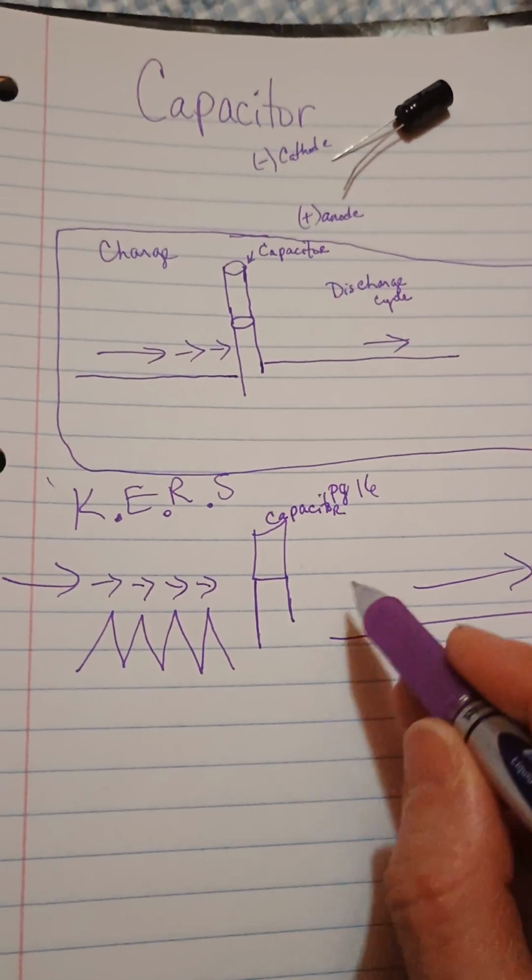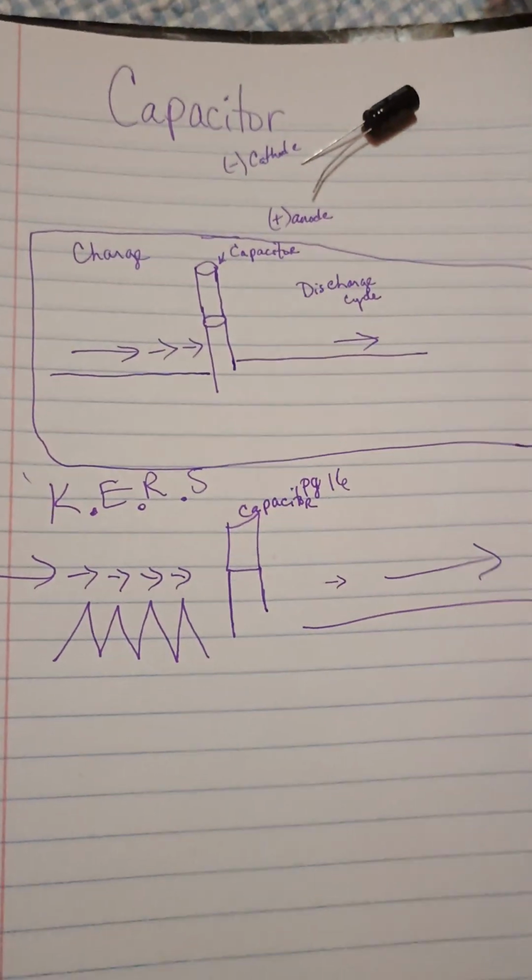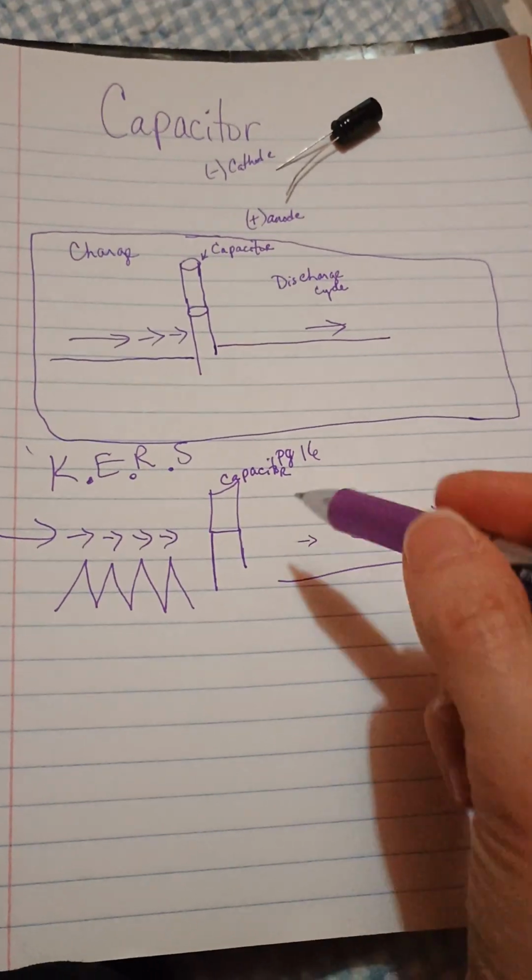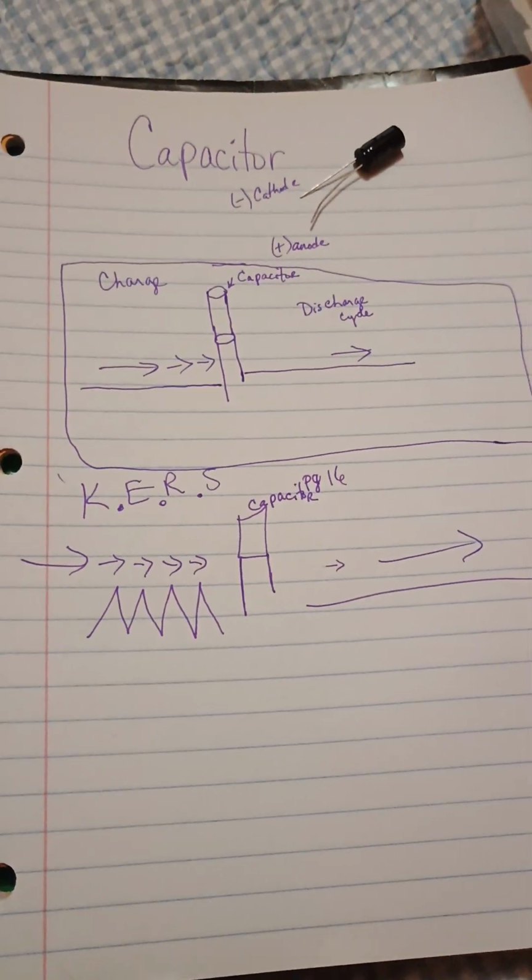Maybe I only need 1 coming out. Maybe I need 2 coming out. Whatever I need, it'll store. This right here stores it until I need it. Okay.